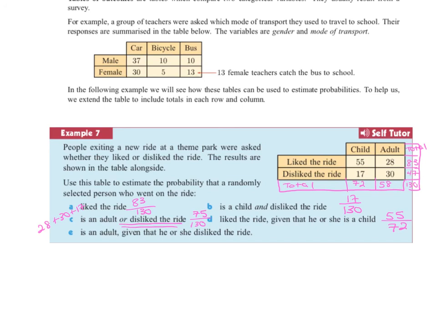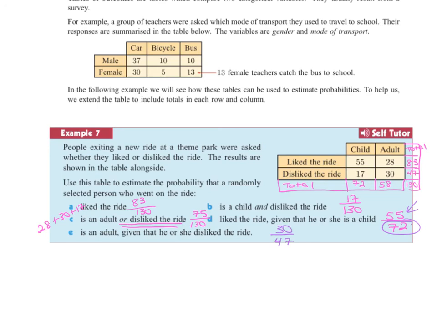That given is looking at what's known as conditional probability, which can get very tricky here. So the condition is that they are a child. So we are just looking at the total frequency for just children, which is 72. And out of those 72, 55 of those children liked the ride. Okay, is an adult given that he or she disliked the ride. So given that he or she disliked the ride means we're only looking at the people who disliked the ride. So that's 47. Well, how many of those 47 were adults? Well, 30 of them. So that's where that comes into play.